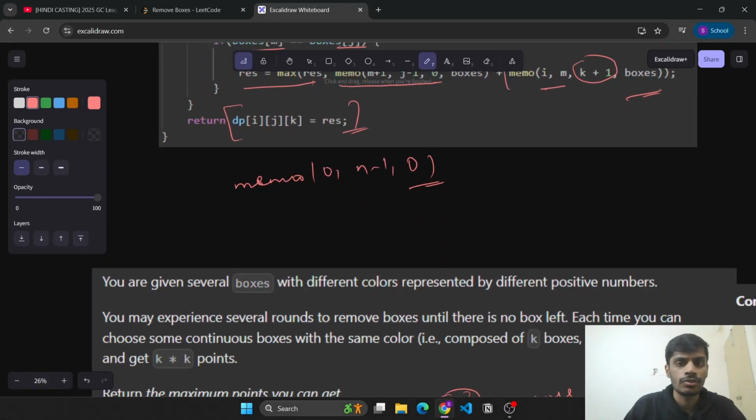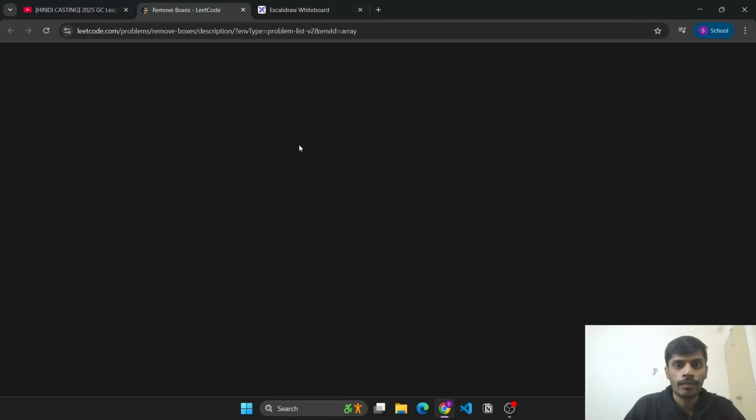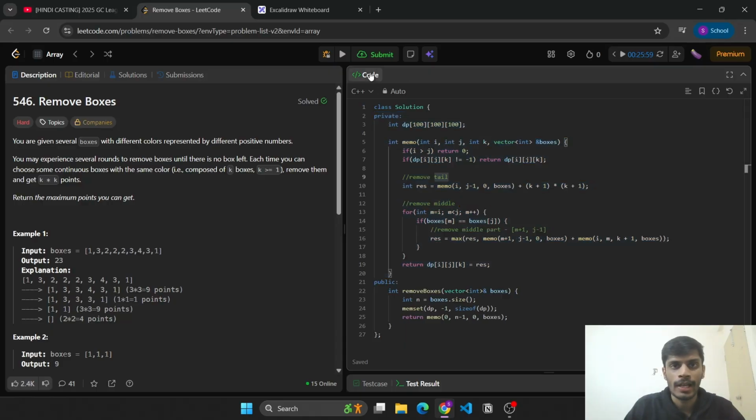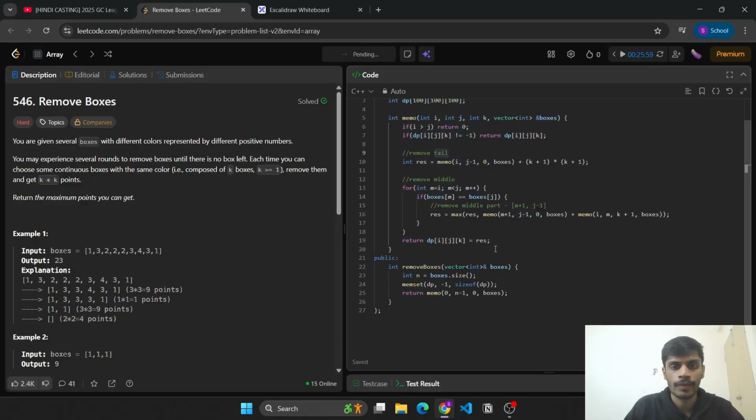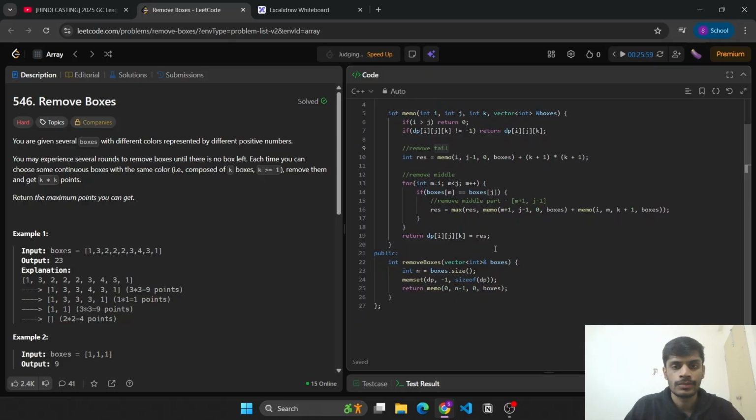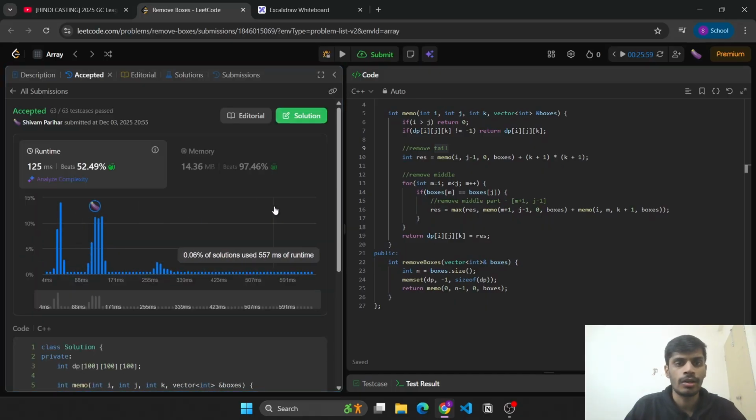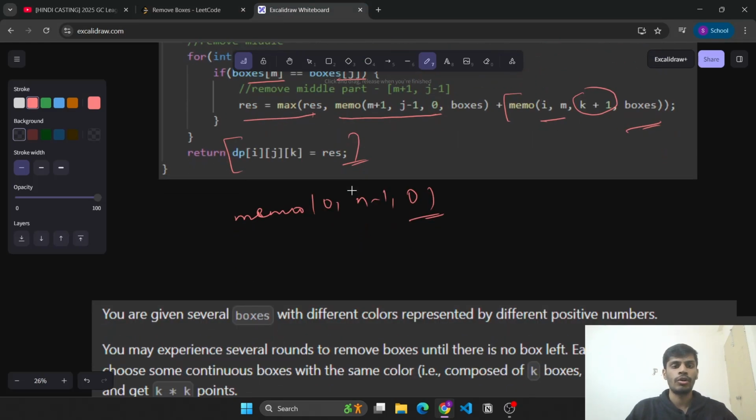Let's see the code as well, and try to submit it here. And as you can see, it runs pretty fine and the space required is also very less. So this was the approach of this problem.